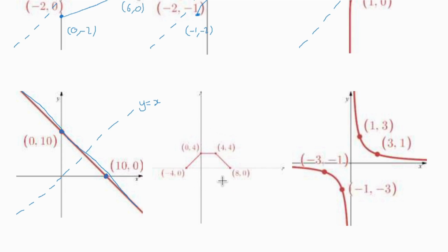Here we have a relation that we're going to look at, and we want to graph the inverse of this. Unfortunately, there is no inverse of this, because it is not a one-to-one function, because it does not pass the horizontal line test. So there is no inverse.